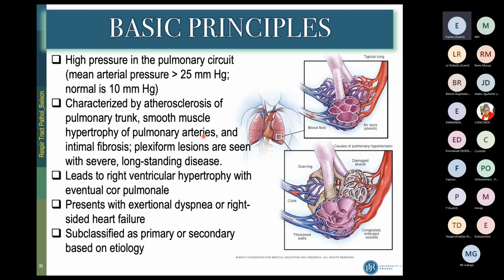Ni isanzwe iyo hari hypertension, kubera gukoresha imbaraga nyinshi aho ngaho bituma haba hypertrophy of the muscle. And this means also that the right heart, its ventricle will be also hypertrophied. Mu gihe muri systemic hypertension, yo ubusanzwe it is the left heart which will be hypertrophied.